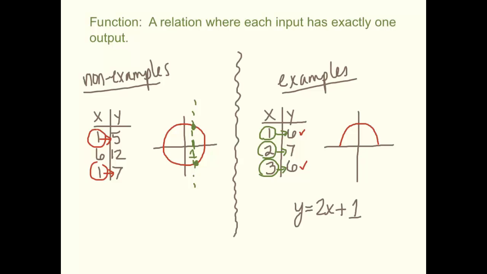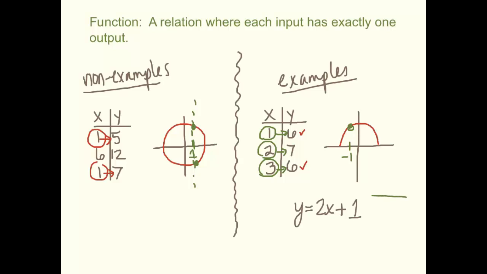In the graph, notice if I cut off the bottom half of the circle, now my picture is a function. If I pick any X value I want, let's try negative 1 this time, there's only one Y value that's paired with it. The last example I'm going to give you is this equation, y equals 2x plus 1.